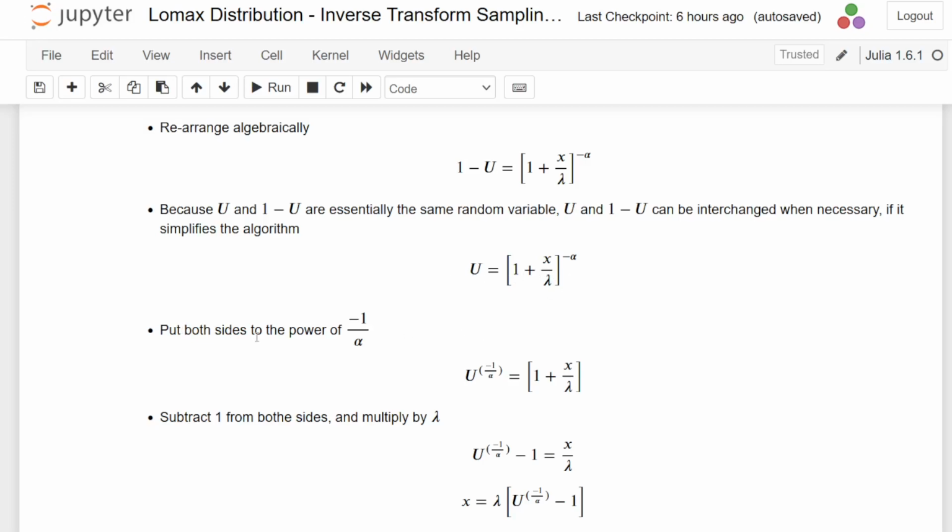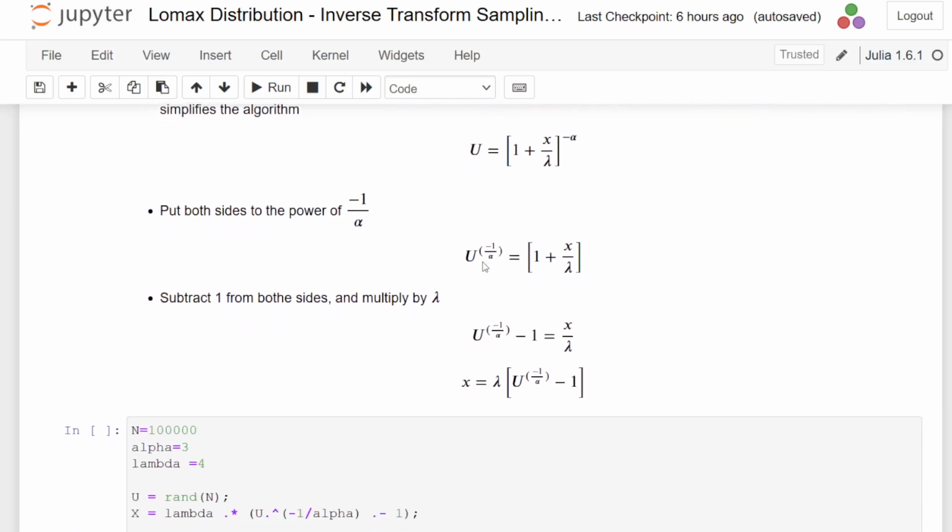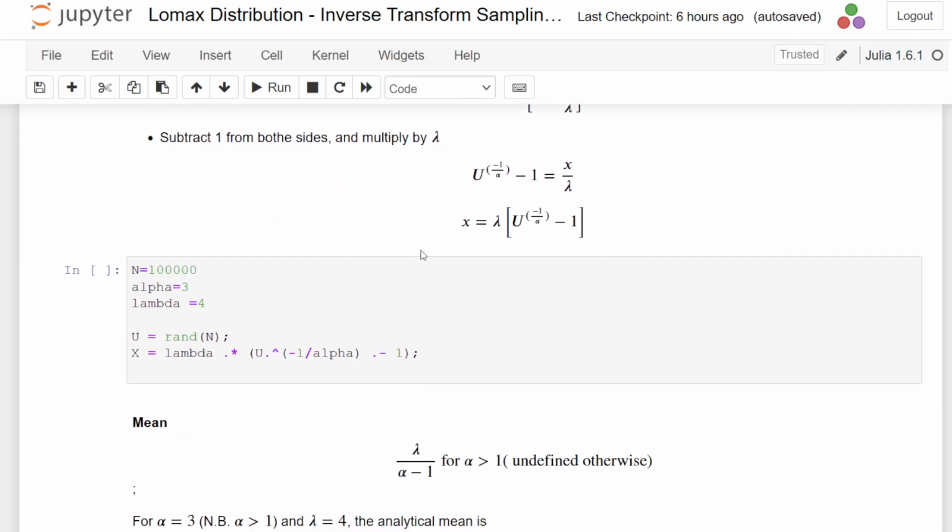So what we can do here is put both sides to the power of minus 1 over alpha, which gets rid of that minus alpha. So u to the power of minus 1 over alpha is equal to 1 plus x over lambda. Subtract 1 from both sides and multiply by lambda. We end up with x equals lambda times (u to the power of minus 1 over alpha minus 1). Essentially that is what we're asked to generate.